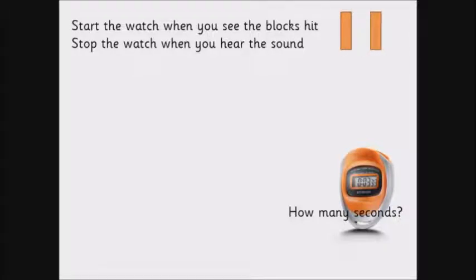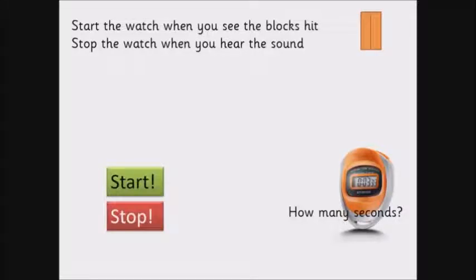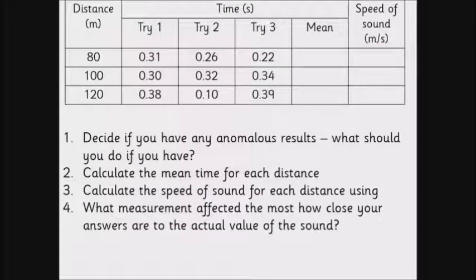They start the stopwatch, now, they wait, and they stop the stopwatch as soon as they hear the sound of the blocks hitting. And they could end up with a set of results like this. So they could try 80 metres, do it 3 times, 100 metres, 3 times, 120 metres, do it 3 times. So we need to calculate the mean.